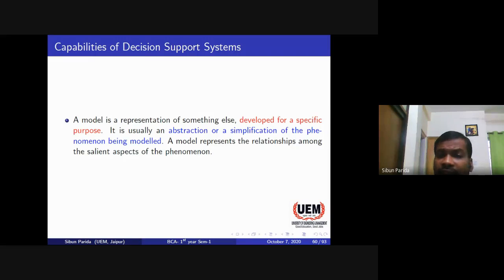It is generally an abstraction, or a simplification, of the phenomenon being modeled. So what is going to be modeled? It's a logical view. You cannot make a physical view from the decision; you have to make a logical view. This is going to happen, that is the planning stage, so we are taking a decision. A model represents the relationships among the salient aspects of the phenomenon.